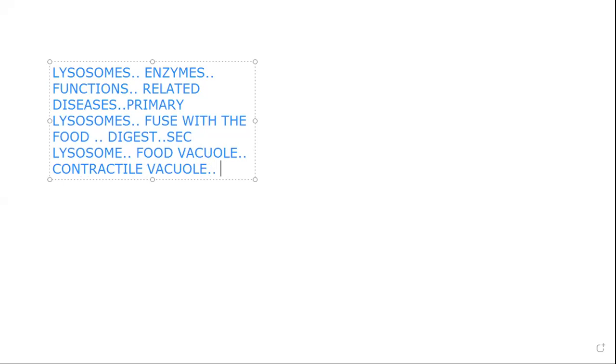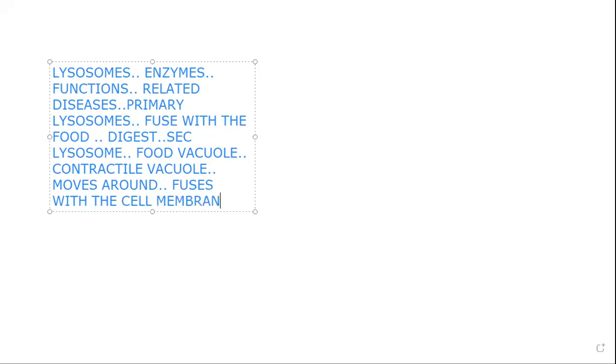This contractile vacuole moves around for some time in the cytoplasm, and then what does it do? It fuses with the cell membrane. It fuses with the cell membrane, and then it is passed out of the cell. It's removed from the cell. Okay, it is passed out of the cell, the contractile vacuole.